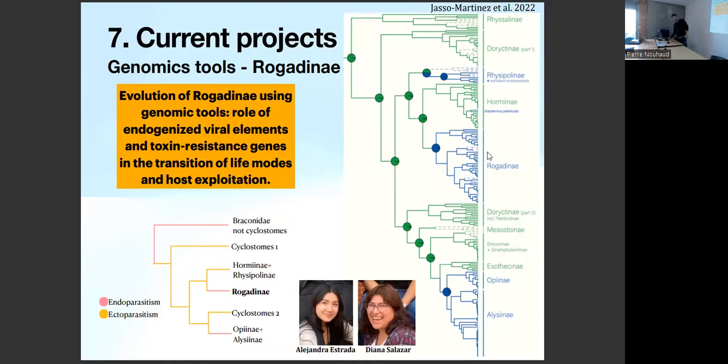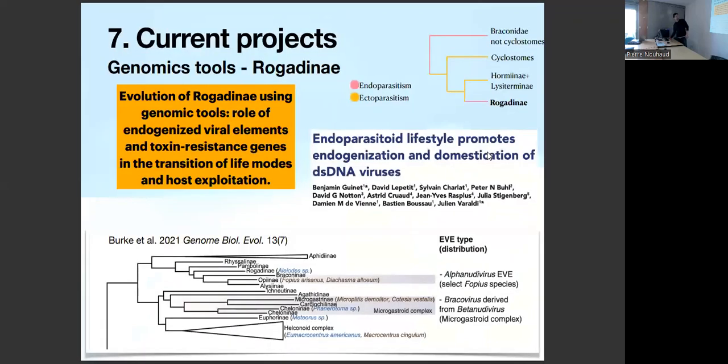Why it's interesting to see this: this study here, from I think last year, found that endoparasitism and domestication of virus are correlated. So this is why we're trying to study this relation and how one thing may affect the other.